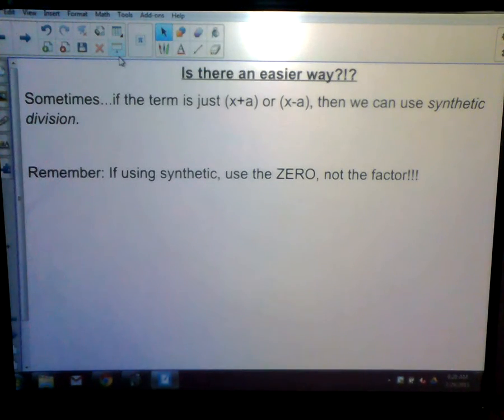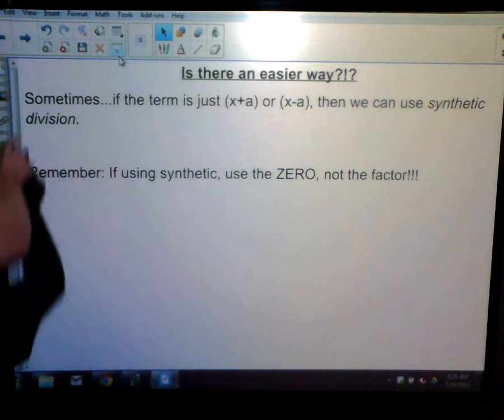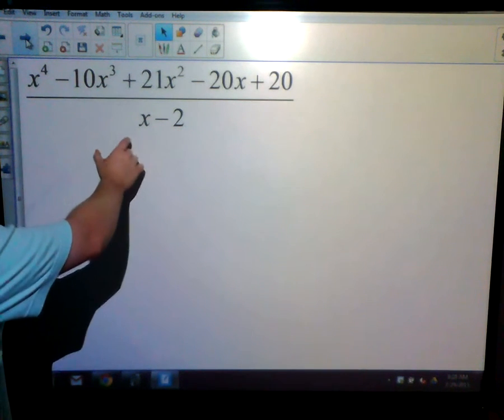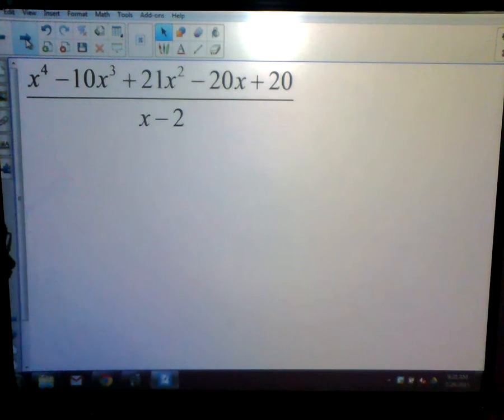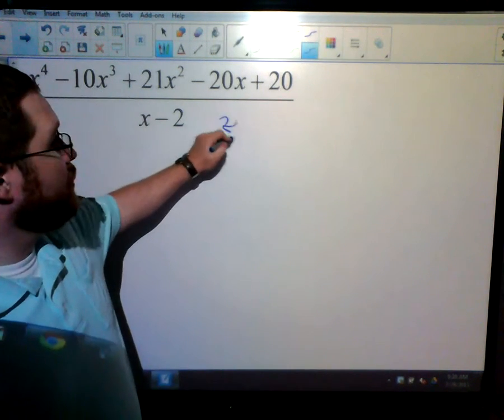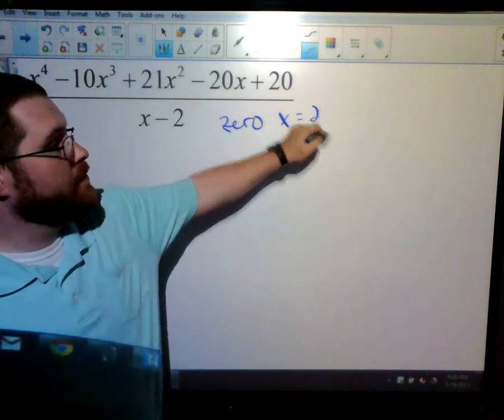If you use synthetic, we don't use the factor. We use the 0. And I'll show you what I mean. Here's how to do synthetic division. I can do synthetic division because it's just x minus 2. It's not 3x minus 2 or 13x minus 2. Just x minus 2. The 0 that goes along with this guy is x equals 2.